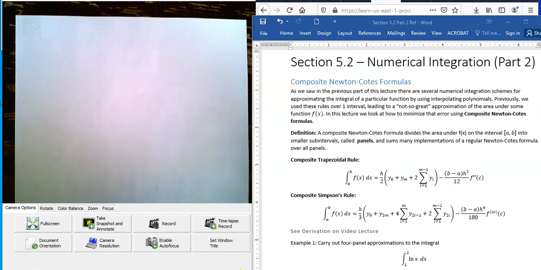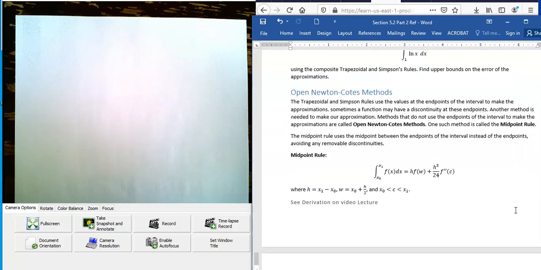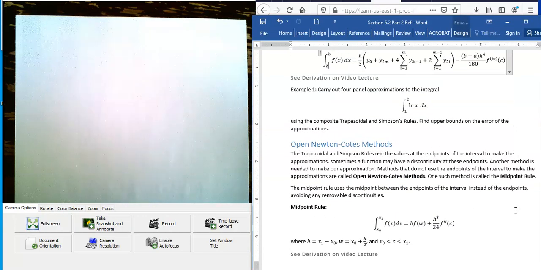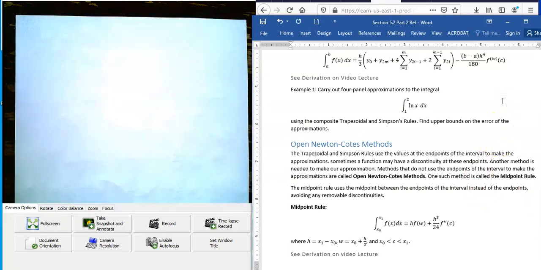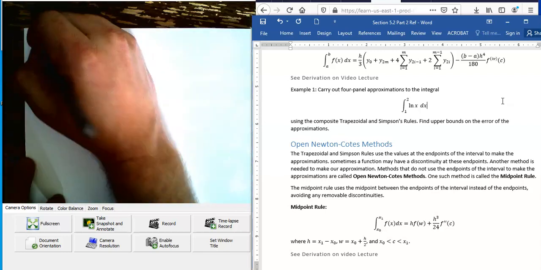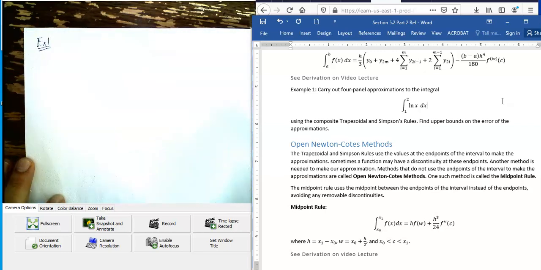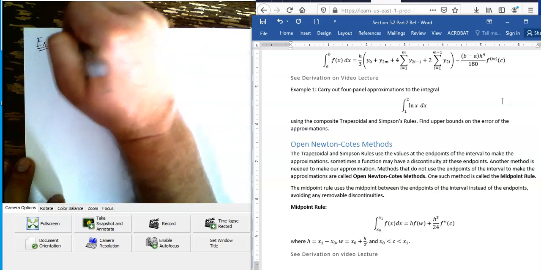All right, so let's do an example here, to see how we actually implement these formulas. So we want to carry out 4 panel approximations to the integral from 1 to 2 of natural log using composite trapezoid and composite Simpson's rules, and then find upper bounds on the error of the approximations. Okay, so example 1. First we'll deal with the trapezoidal rule.